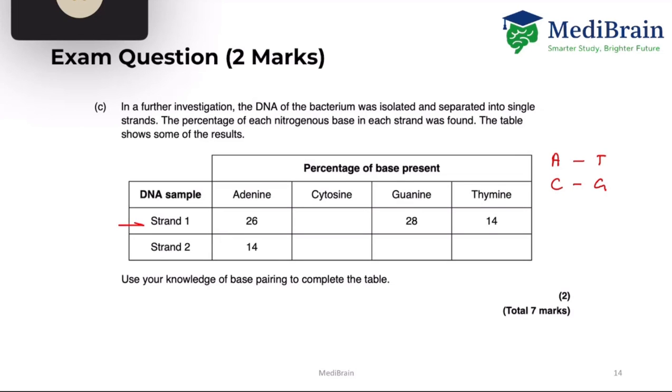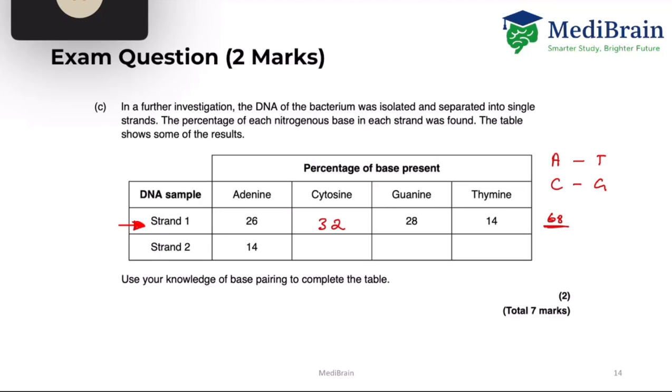Okay, so if this is strand 1, first of all, there's one missing number over here, and we know that the percentage is always out of 100. So if we add 26, 28 and 14, I'm just going to use a calculator. So we have 26 plus 28 plus 14, that's going to give us an answer of 68. So the leftover percentage is going to be 32. Okay, so cytosine is going to be 32.